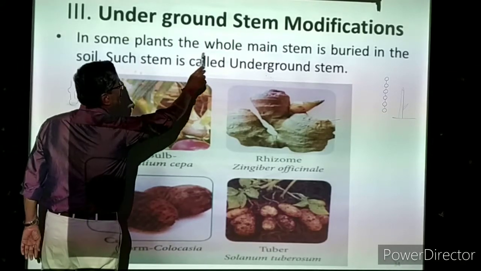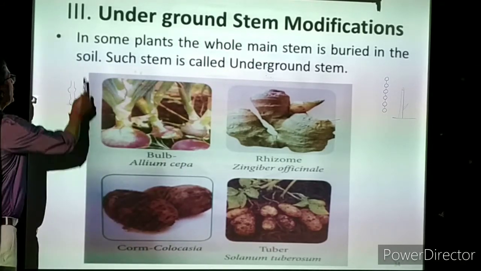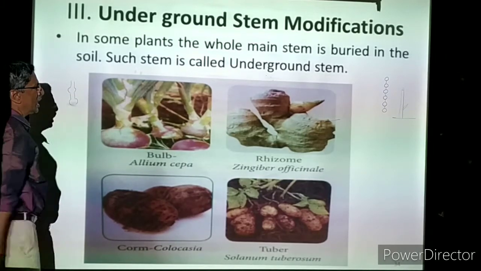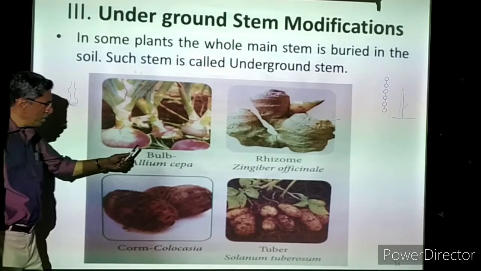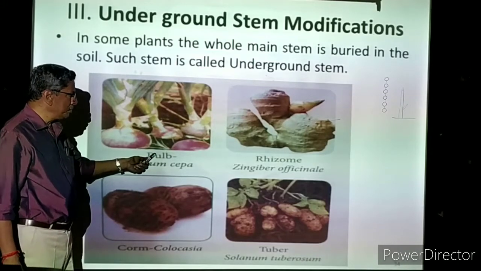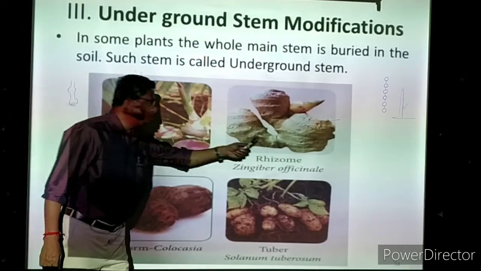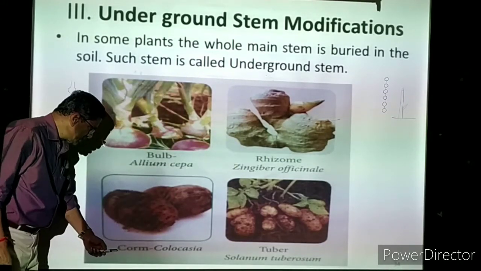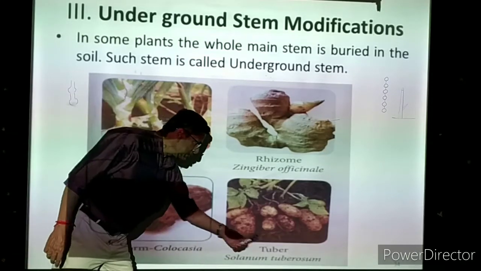In some plants, the whole main stem is buried in the soil. Such a stem is called the underground stem. Now there are 4 modifications we are going to see. One is bulb, a modification name. Second one is a rhizome. Third one is corm. Last one is tuber.